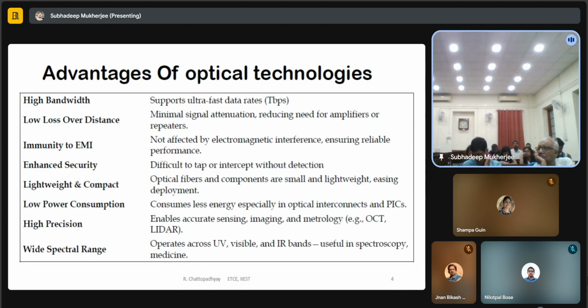And for the antennas or the receivers of the devices that we require for optics, because the frequency is very high, the device footprint is very small, and therefore we can have lightweight and compact devices. Then power consumption is also very low, so these devices are not always very power hungry. Because of the high frequency and after the advent of the laser, we can have very high precision operation with these light sources, and it has a very wide spectral range to do it.